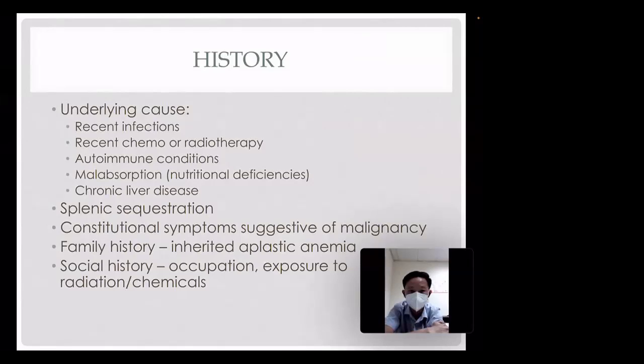If there are any relevant family histories, for example inherited aplastic anemia, this can also lead us to the underlying cause of the pancytopenia. Social history is also very important, as the occupation, especially exposure to radiation or chemicals, can be a precipitating factor in the patient developing pancytopenia.